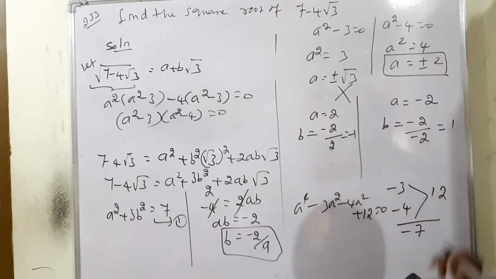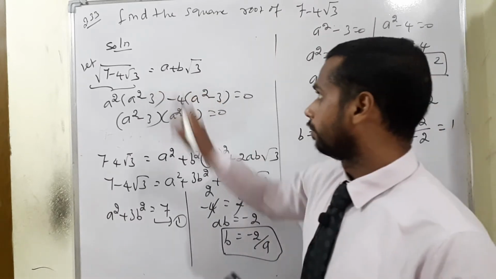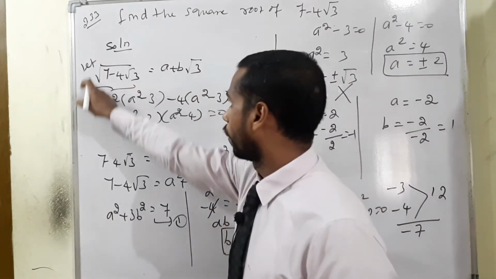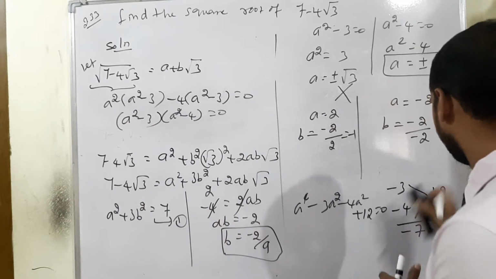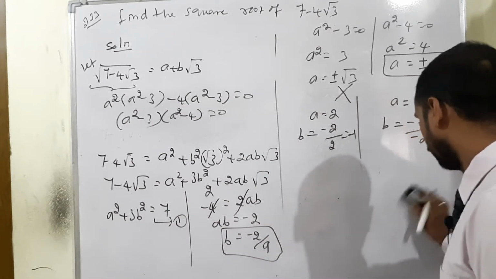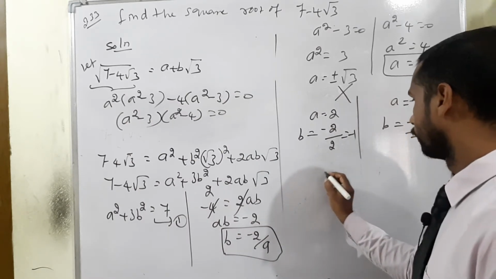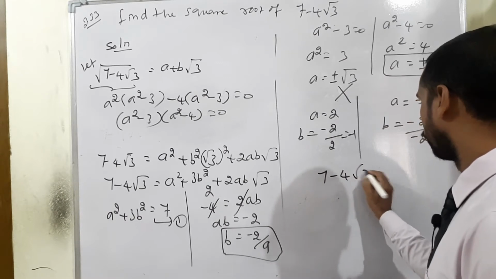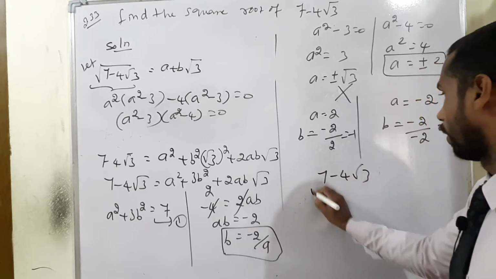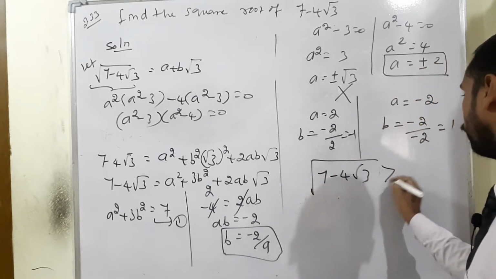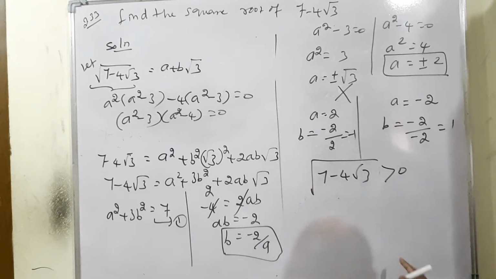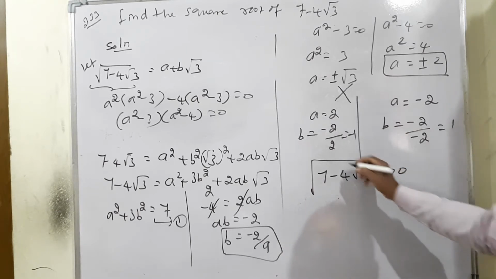Second one, b is equal to positive 1. The main condition: square root of 7 minus 4 root 3. Already we know it must be greater than 0, isn't it? So greater than 0 means, look at this, this is not possible.